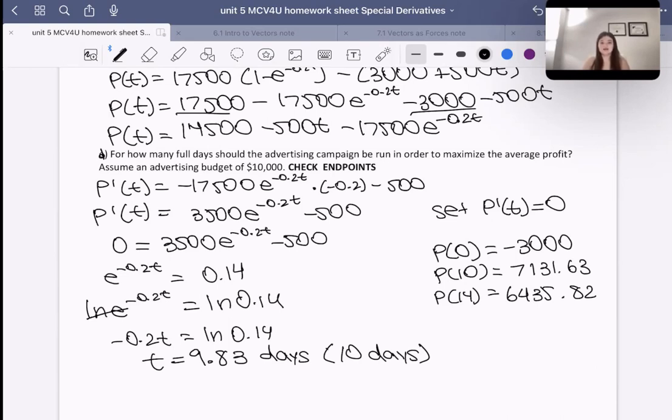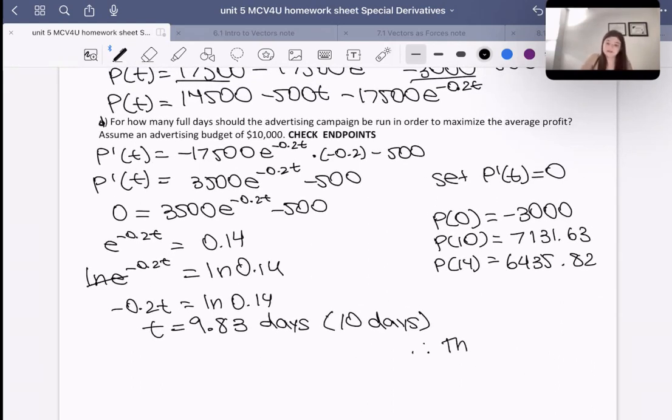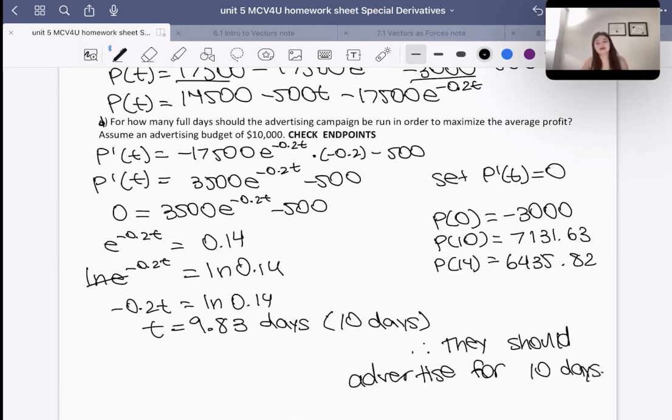So therefore, the company should advertise, or run the campaign, for 10 days. And there we have it.